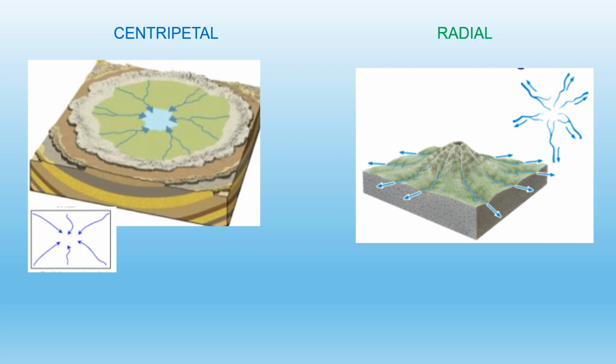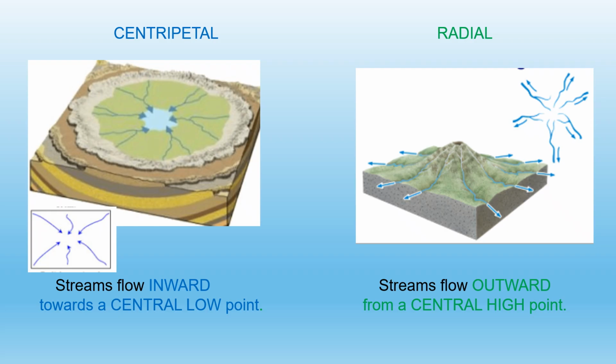The centripetal pattern has streams that flow inward towards a central low point, whereas the radial stream pattern has streams that flow outwards from a central high point. Centripetal flows inward to a central low or depression. Radial flows outwards from a central high point, like a volcano, for example.